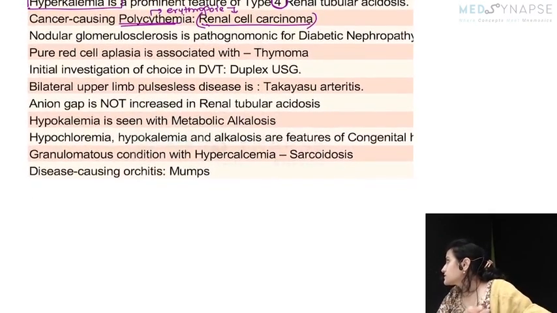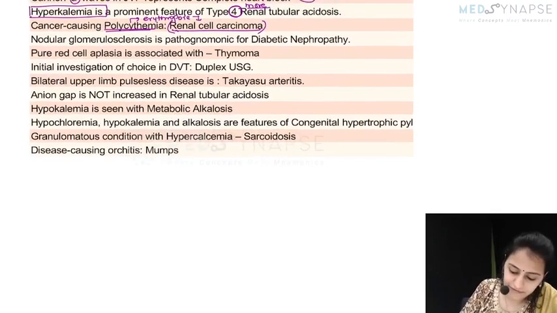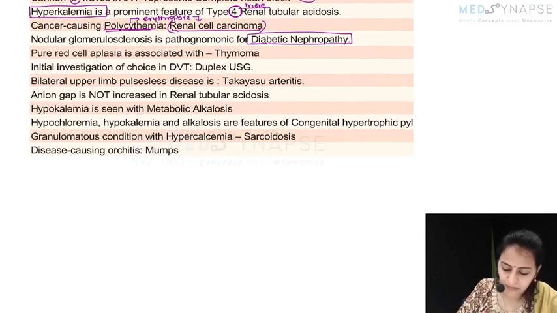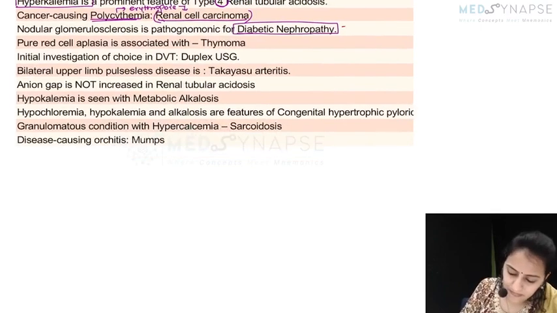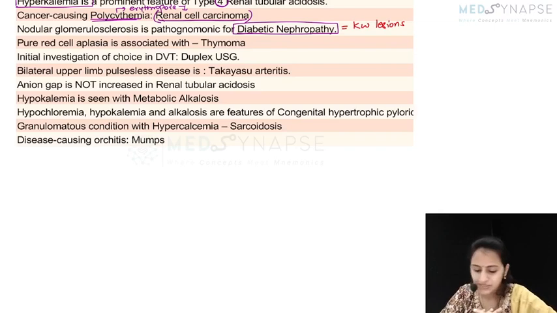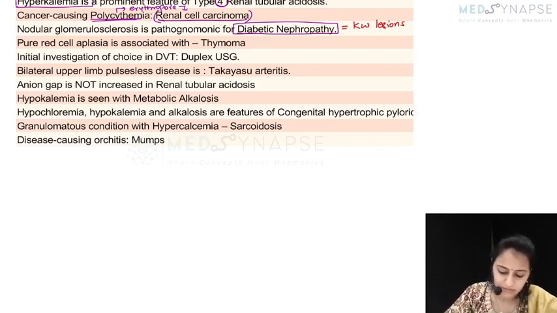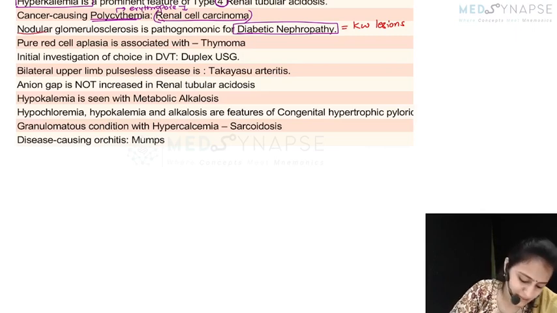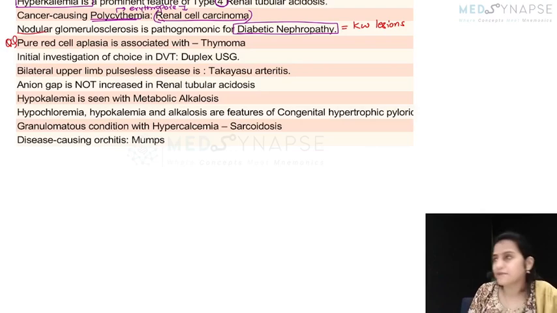Nodular glomerulosclerosis is a pathognomonic feature of diabetic nephropathy. What are these lesions called? The KW lesions. Kimmelstiel-Wilson lesions, right? So nodular glomerulosclerosis is the KW. Very important, was asked in the recent exam.